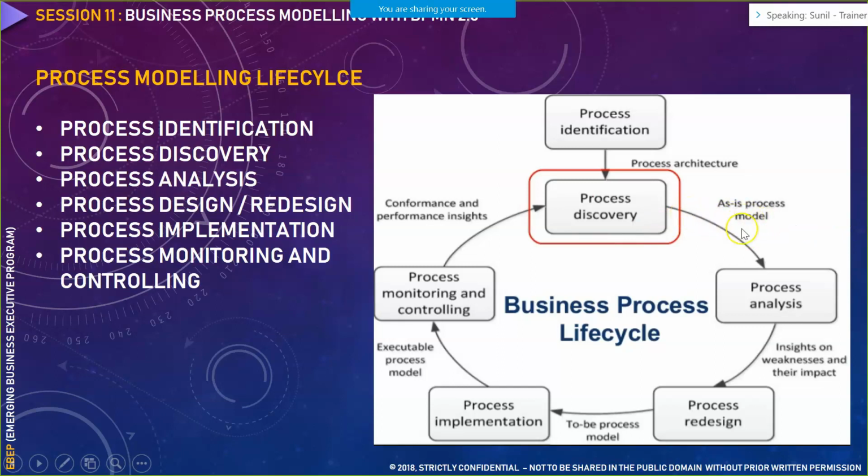Now, once you got the as-is model, you go for process analysis, wherein you tend to explore what are the possible options or possible opportunities that you could encash, wherein you could improve that particular current system or current processes that are happening in that particular system. Now, after you have identified that, you tend to understand the insights on weakness and their impact. Now, here it's not about only understanding how the process is in the process analysis stage. You need to understand what are the pain points or what are the weak areas.